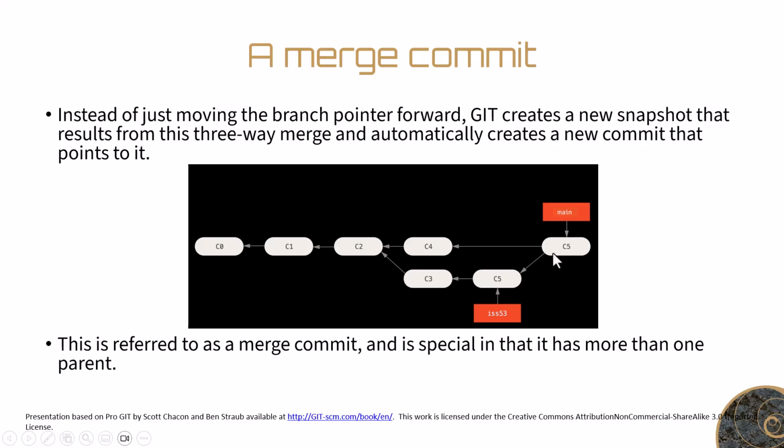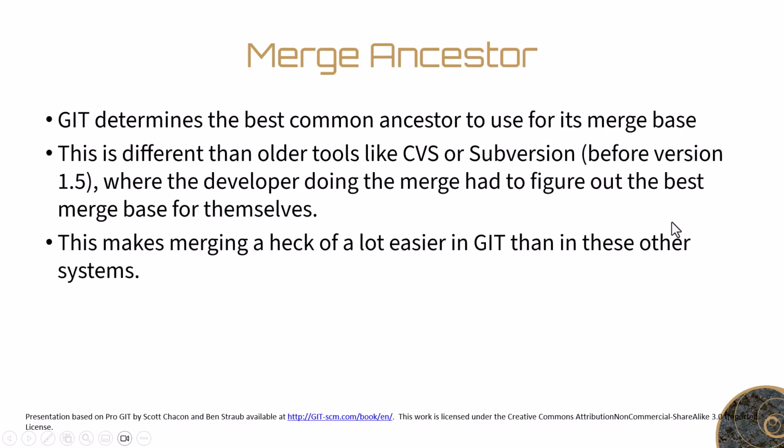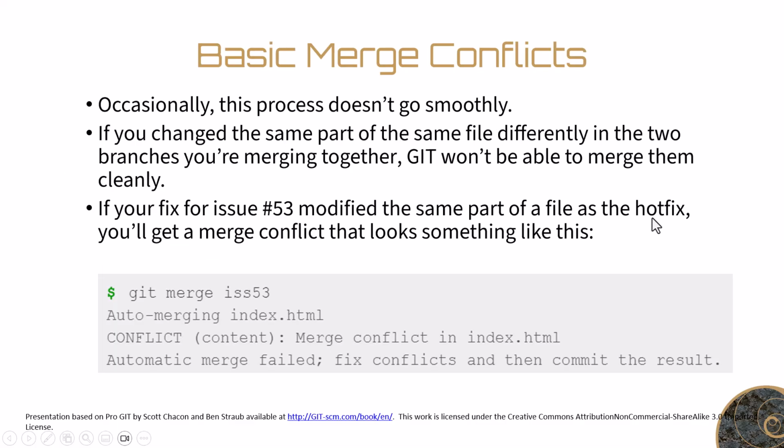what Git does is it creates a new commit, and this is called a merge commit, that merges everything in. So now what happens is, rather than merging into C4, we're merging into C5. And so Git determines the best common ancestor to use for its base of the merge, and then it takes care of this merge for you. It used to be you had to figure that out. Git does it for you.